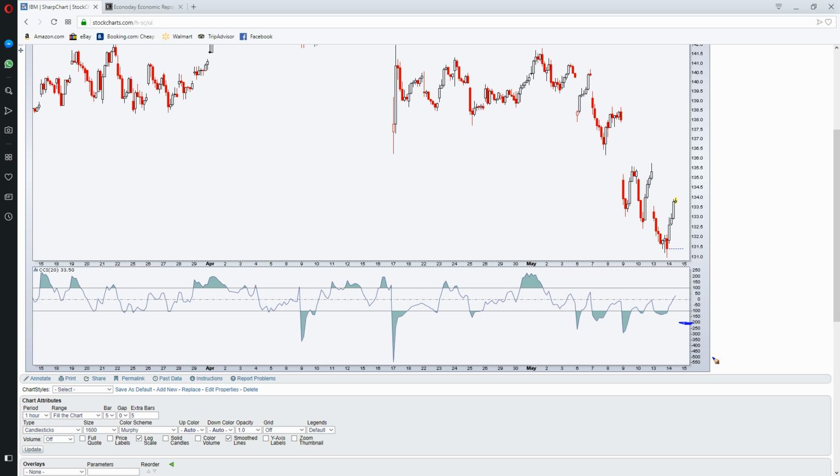When it goes below minus 200, the chance of a reversal that day is high. And generally, it's going to go below minus 200 on a gap down. Right here, came all the way down to minus 550. The chance of reversal is very high when we see this. It's not always, but it's more often than not.